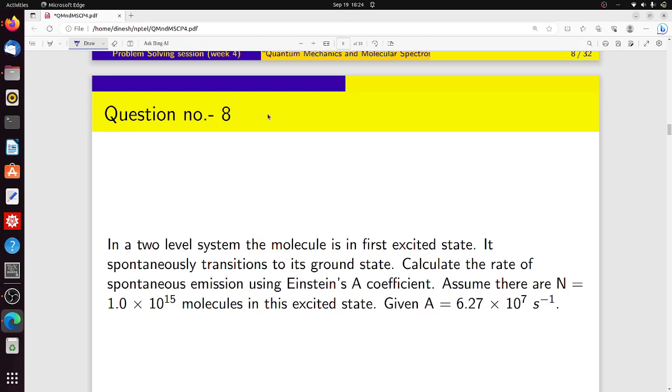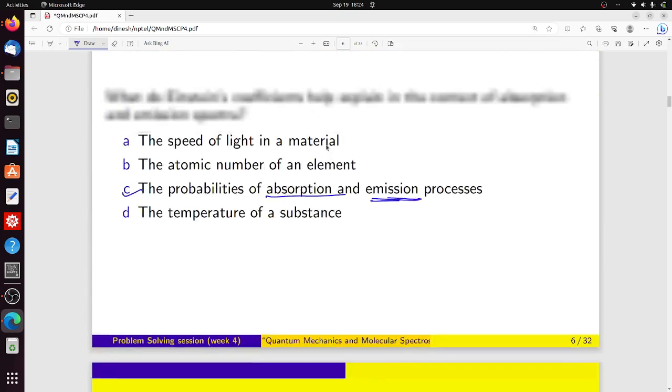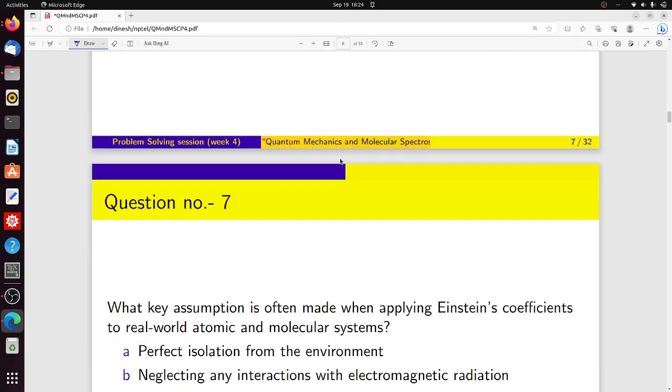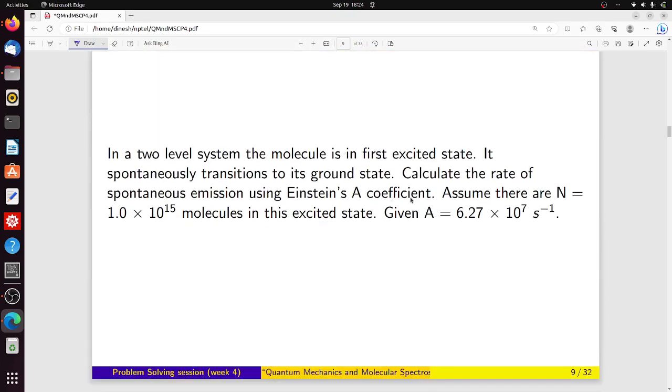Okay, so what do you have to calculate? The rate of spontaneous emission. Just now I told you, the rate of spontaneous emission is equal to A N2. So it's pretty straightforward. You are given A, you are given N, and in state 2 these many molecules are in the excited state. That means state 2 is populated by N.